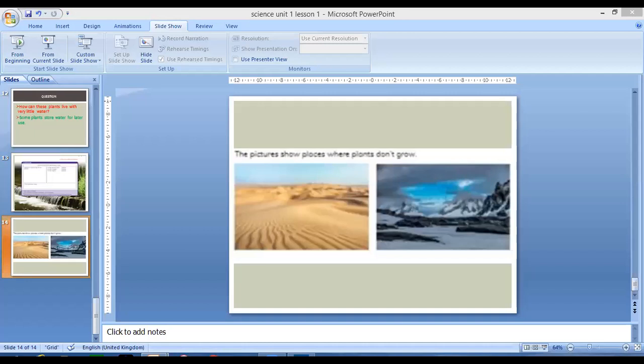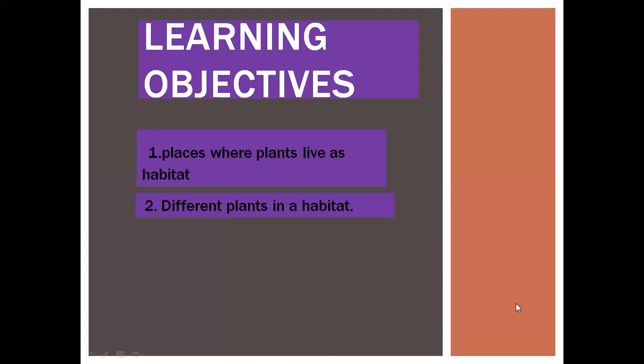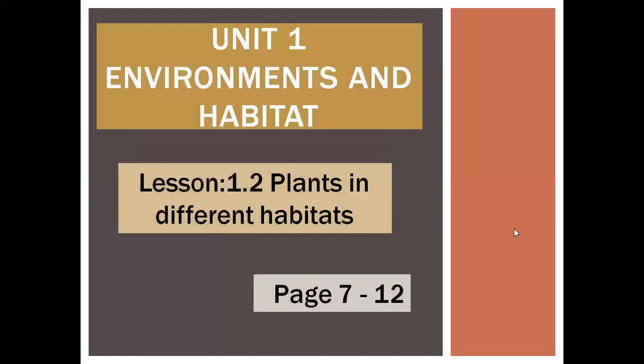In today's science class, we are going to complete our lesson 2 from the Science Learner's book. The name of the lesson is Plants in a Different Environment, right? So we are going to learn about places where plants live as habitats and different plants in a habitat. This is what we have covered in our previous lesson. So today we are going to continue with the lesson.